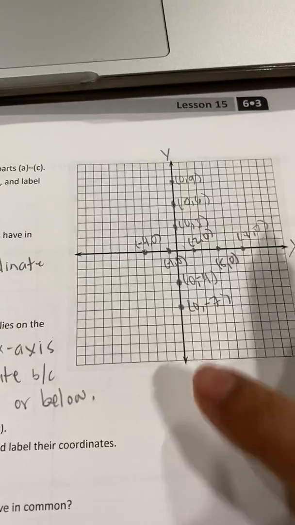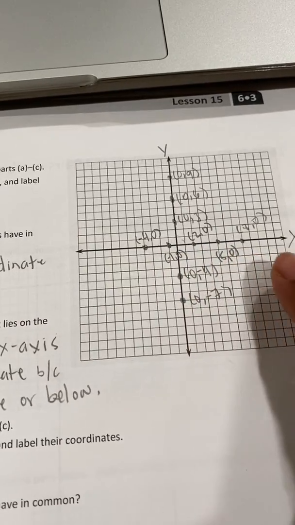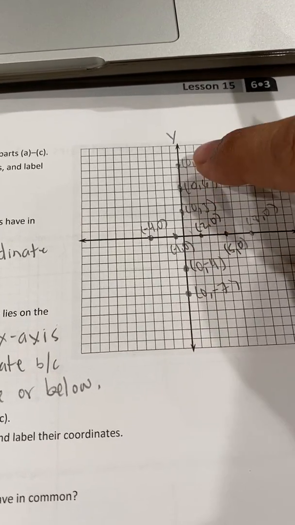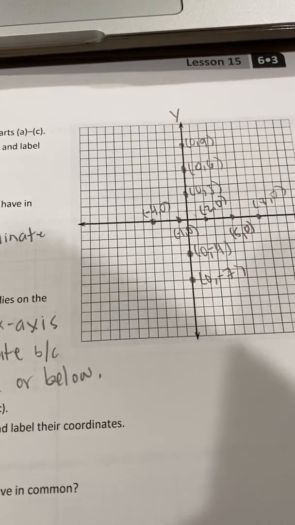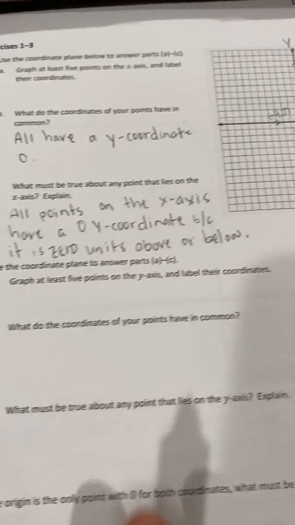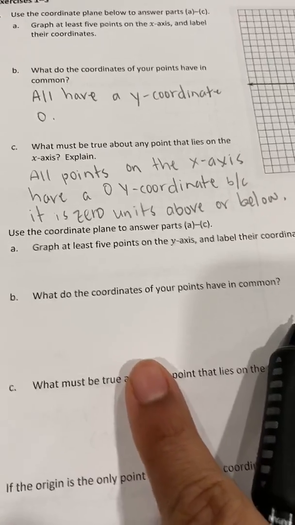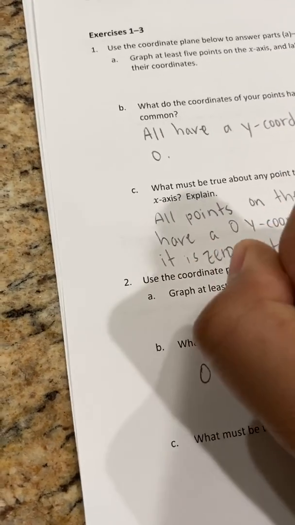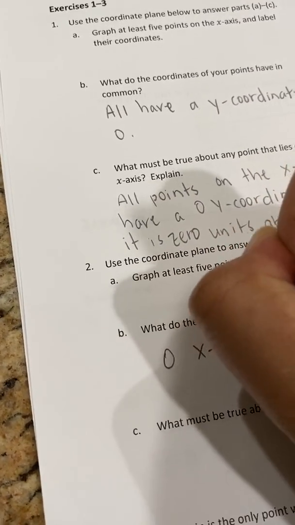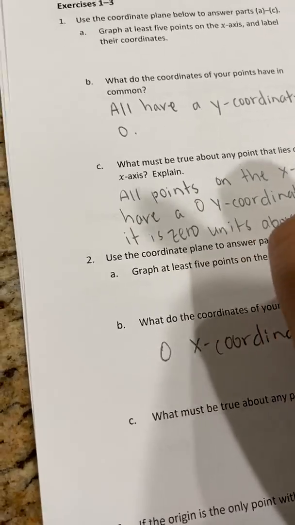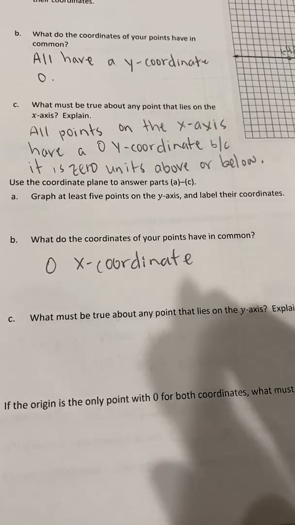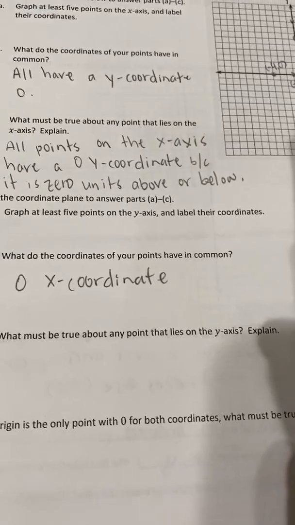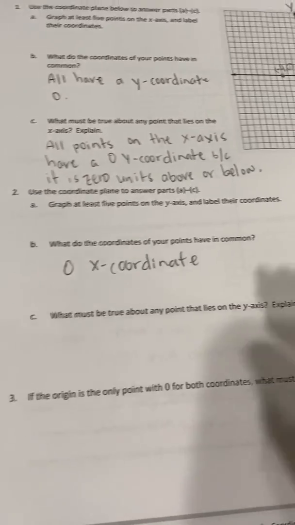Okay, so now it was true for the x-axis that the y-coordinate will always be 0. Look what happens to the x-coordinate if they're along the y. All right. So what do the coordinates for your points have in common? They all have a 0 x-coordinate. So what must be true if they're all on the y-axis? The x-coordinate will always be 0 because there will not be any units to the left or right of the y-axis.